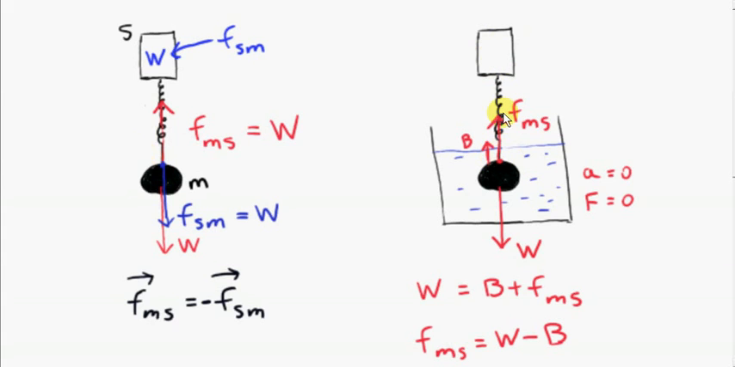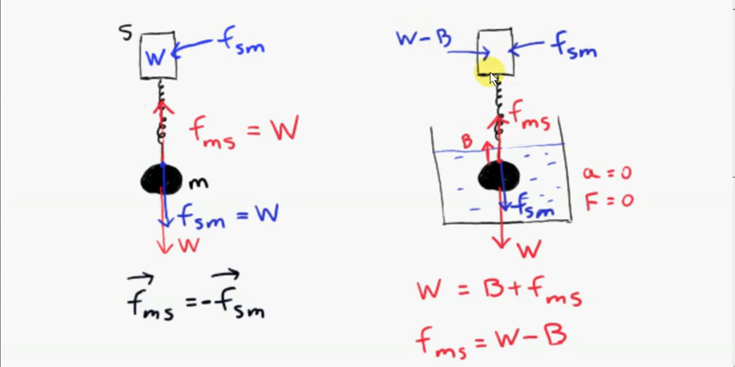Okay, we have a force on the mass due to the spring, so we must have an equal and opposite force on the spring due to the mass. The force on the spring due to the mass is the reading that we get here. But of course, FSM is equal to FMS by Newton's third law. So the reading in here is not W. It's going to be W minus B.